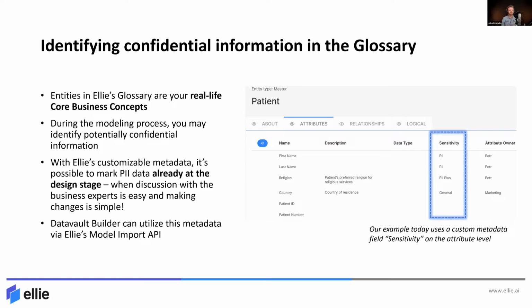But the idea is that we keep the communication clear and understandable, and achieve this collaboration over the topic, which means that most likely we have identified the correct things and haven't missed anything critical here. You can see here in a picture that we have a custom metadata attribute, for example, called sensitivity. I'll show you how that works in a moment. But this is the sort of stuff that Datavault Builder then utilizes.